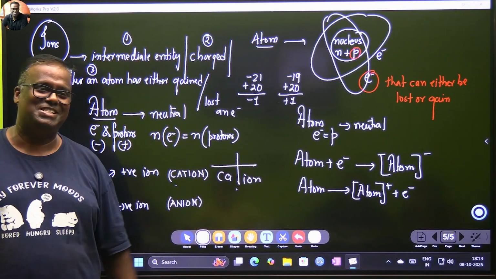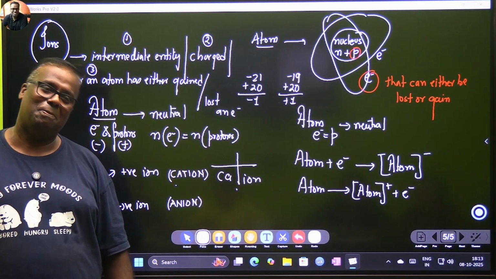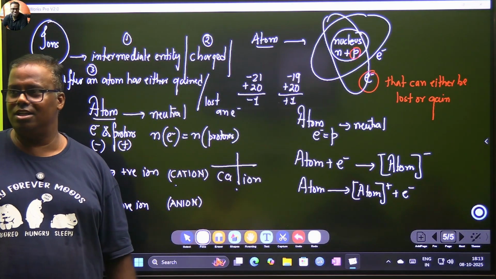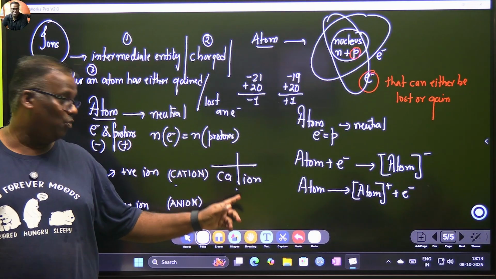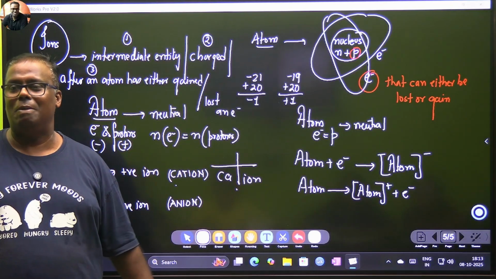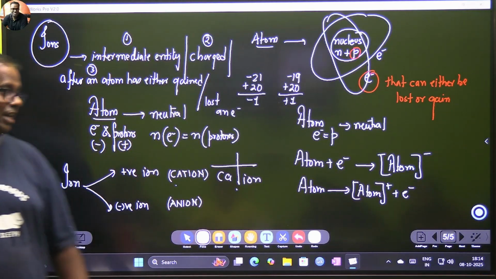Cation. So cation is always positive. That means anion has to be negative. Did you understand this trick? The way I wrote the T looks like a plus. So cation is always positive.